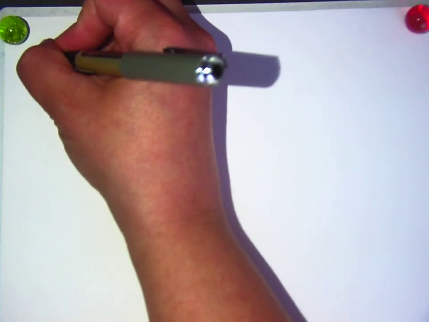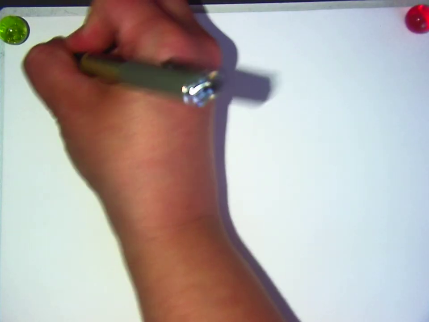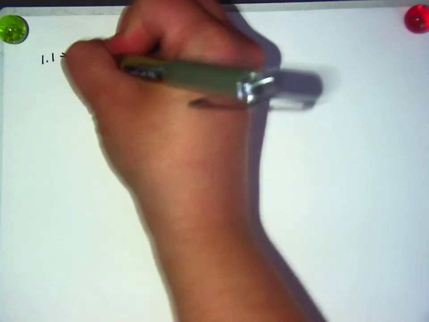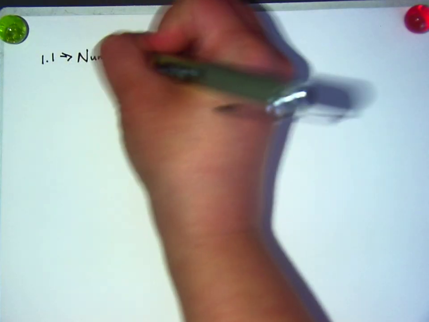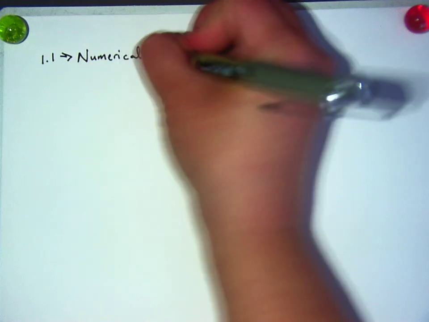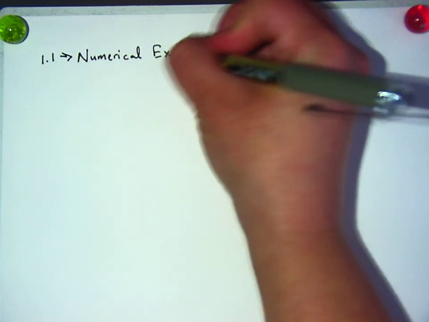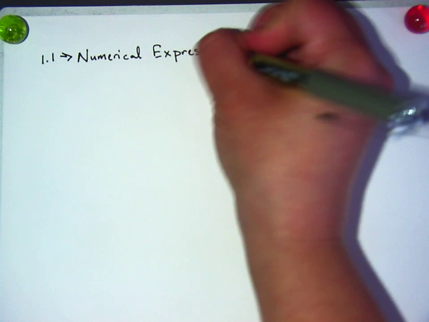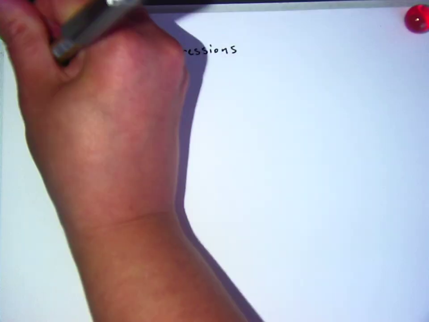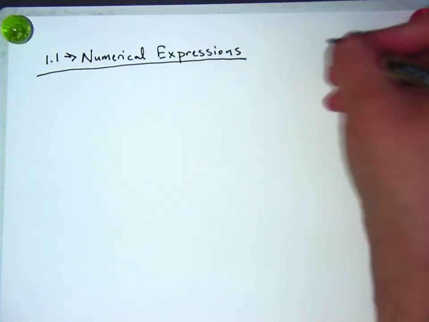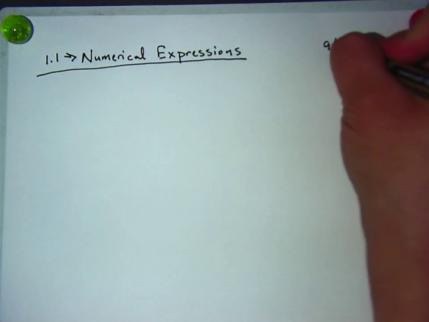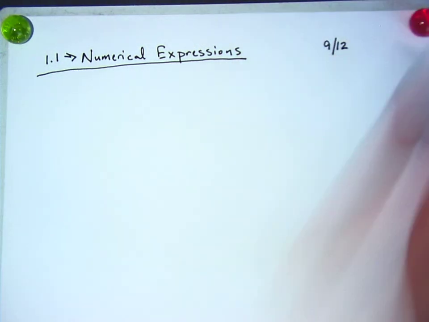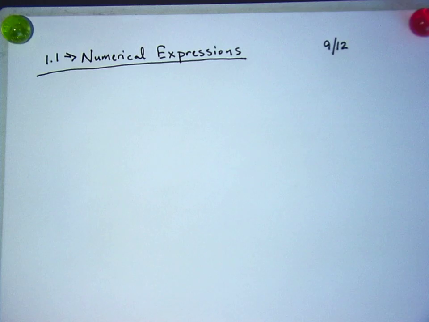Everybody's going to write. This is section 1.1. Today we're talking about numerical expressions. This first chapter is going to be a lot of review, and I'm going to help you through it. For some of you, it is going to feel like, yeah, obviously I know this stuff, and you're just going to have to deal with that for a couple weeks. And some of you will need the review, and I will help all of you.